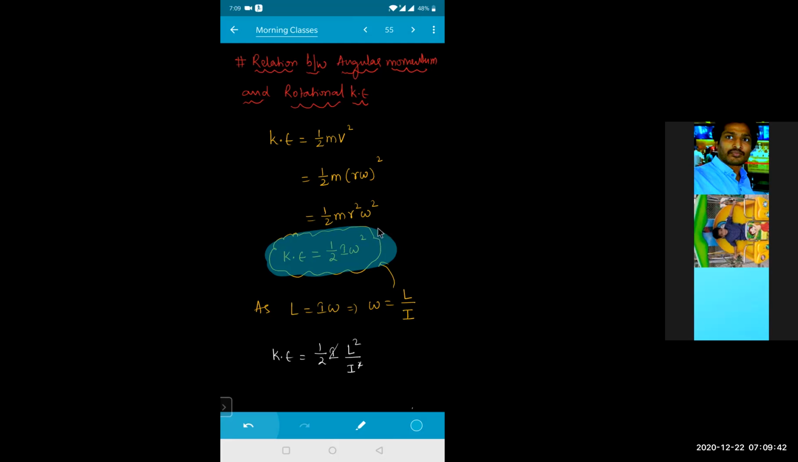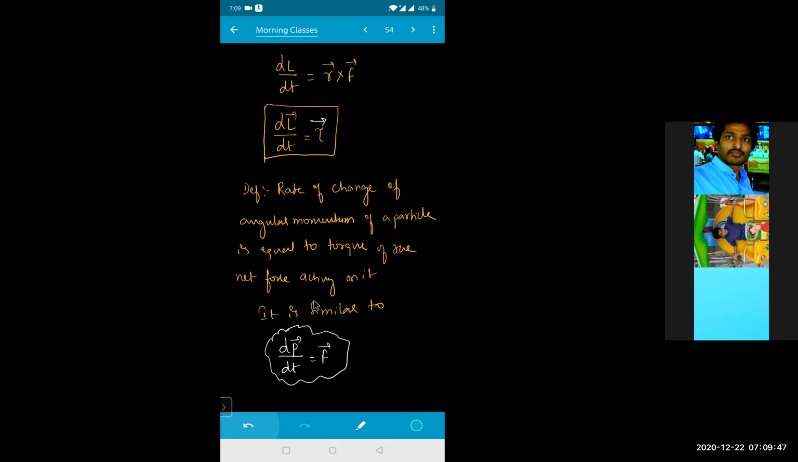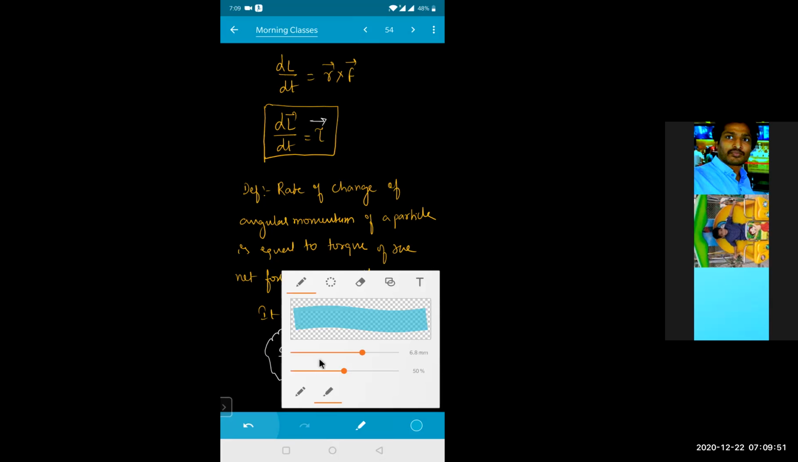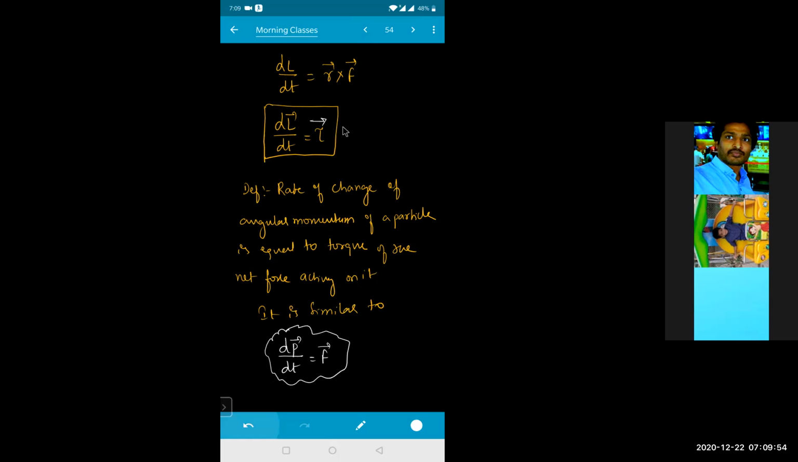In Newton's second law, what is Newton's second law? Newton's second law says that force is equals to dp by dt. So this one is also called the Newton's second law. Rate of change of momentum is force. Rate of change of angular momentum is equals to the torque of the given body.